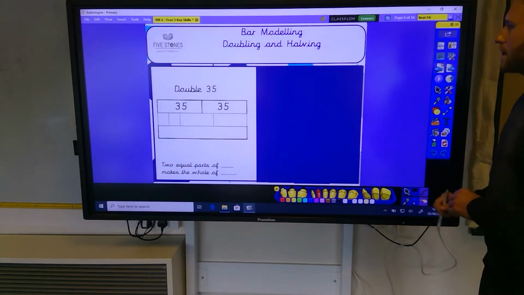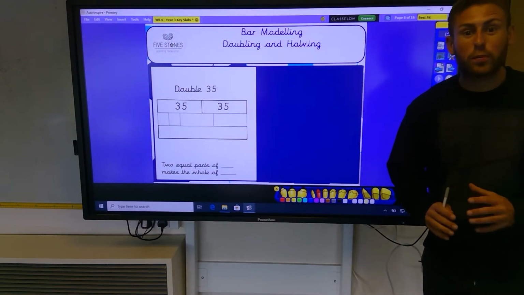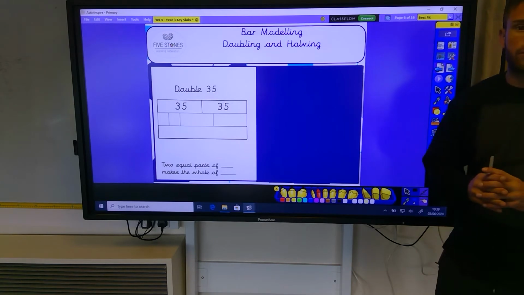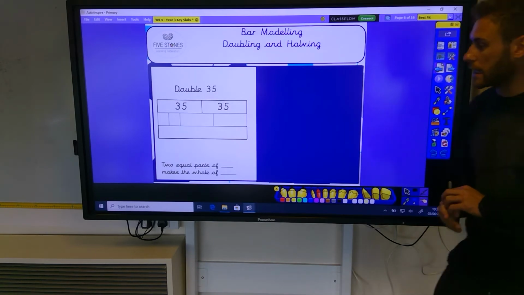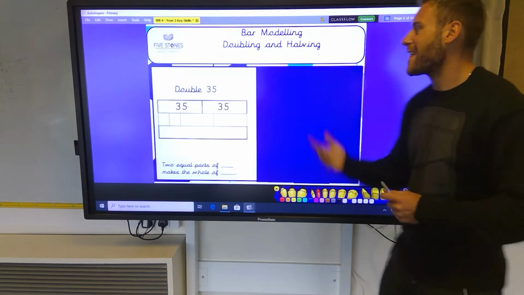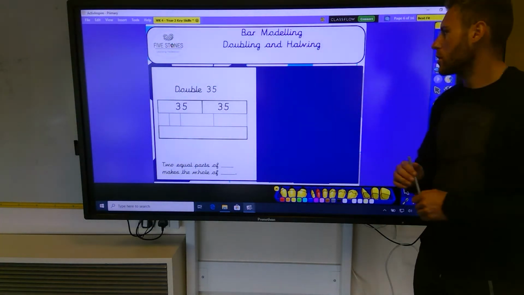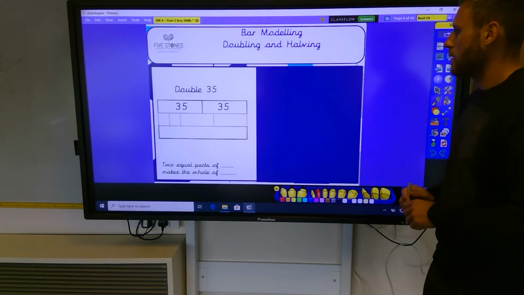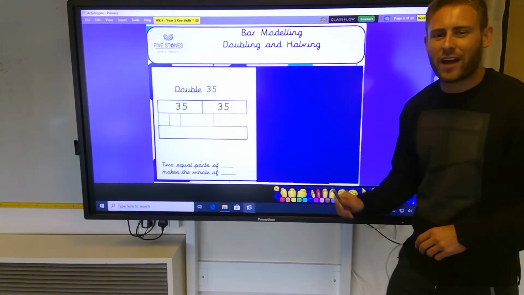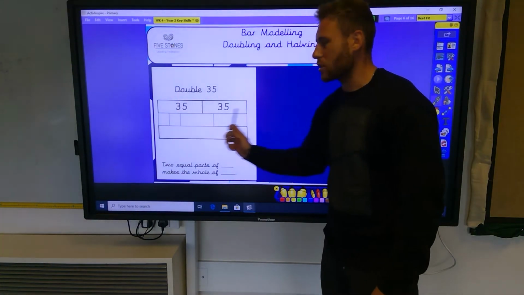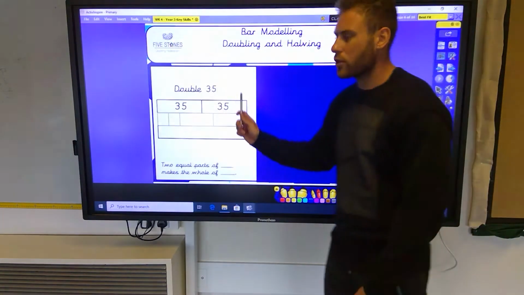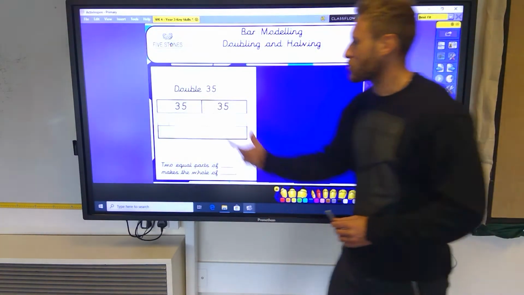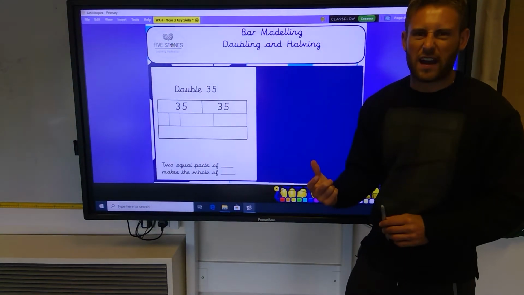My board lets me, and brilliant, we are going to be doing some doubling and some halving now. And we're going to start with doubling. And again, you're going to help me do my side, and then I'm going to leave you alone to do your side. So we've got double 35, and you can see in my bar model, I've tried to show you what double 35 might look like. Yes, we've got 2 equal parts of 35.